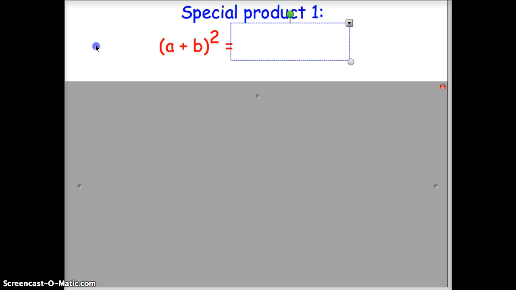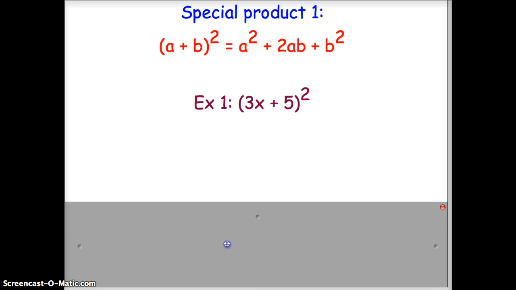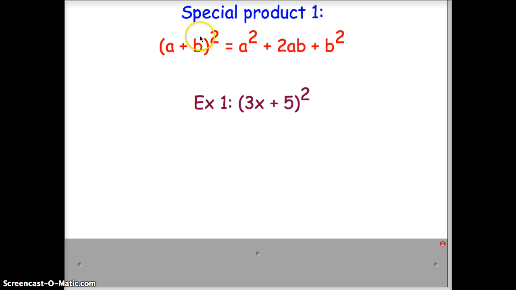Our first special product, we've got a plus b, the quantity squared. Anytime you have this situation, you're simply going to take a squared plus 2ab plus b squared. This is not simply going to take a to the second power, b to the second power. Hopefully you saw this in your board work today.